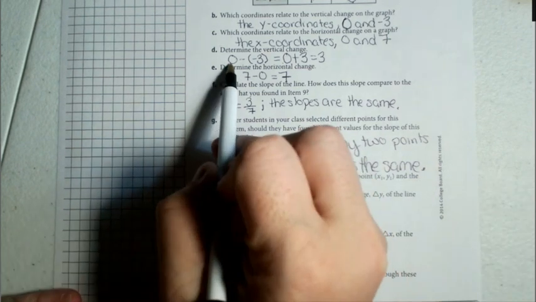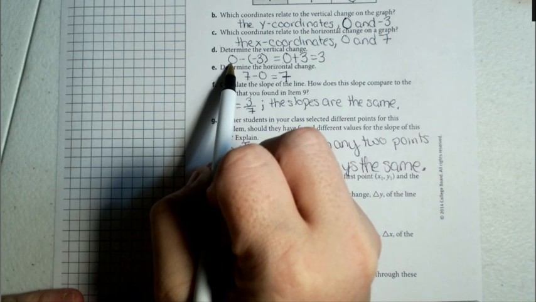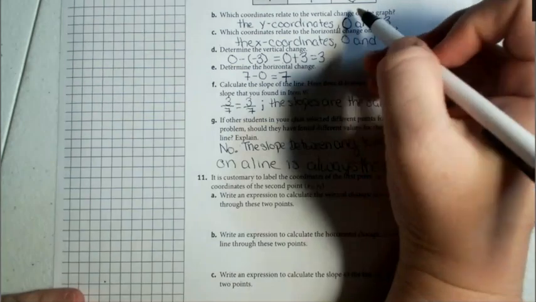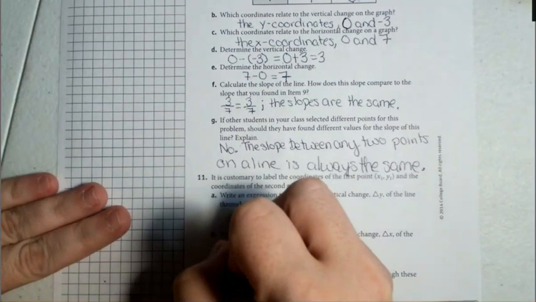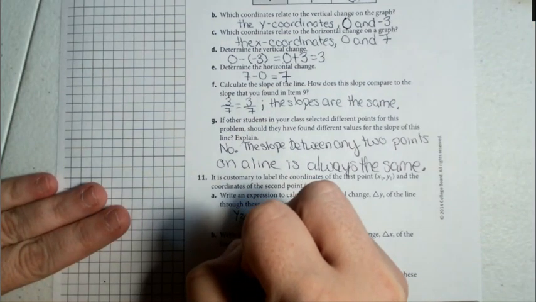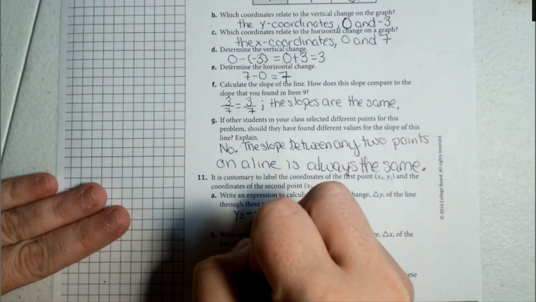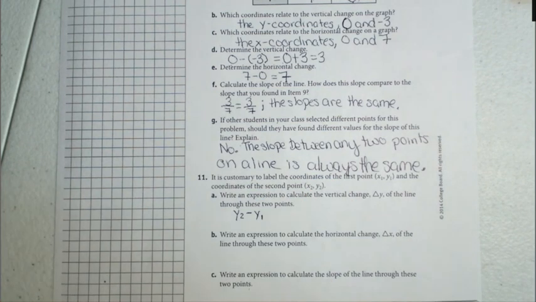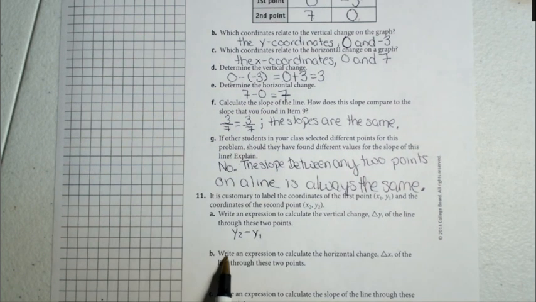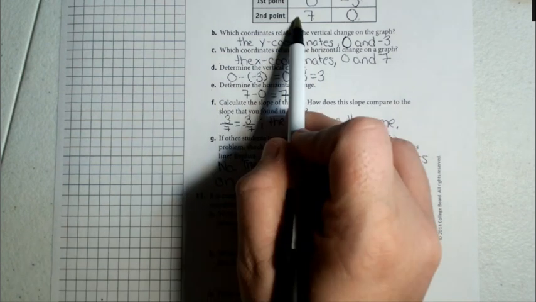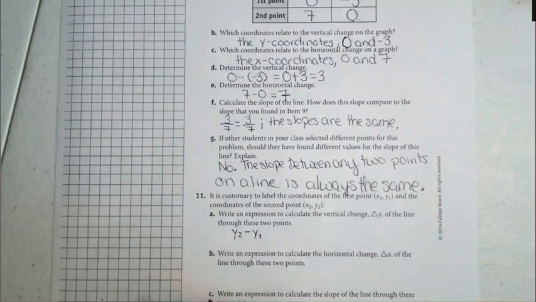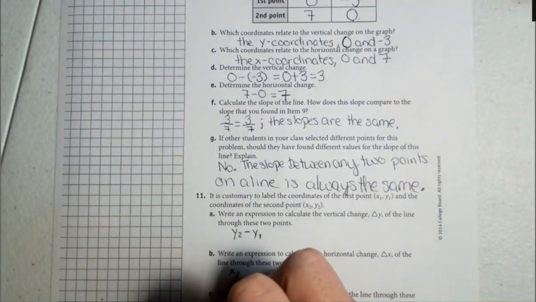Well, as you can look up here, I actually did 0 minus -3. So I did my second point minus my first. So I did y2 minus y1. Now, the second thing I did was it says write an expression to calculate the horizontal change. Well, here I did x2 minus x1.